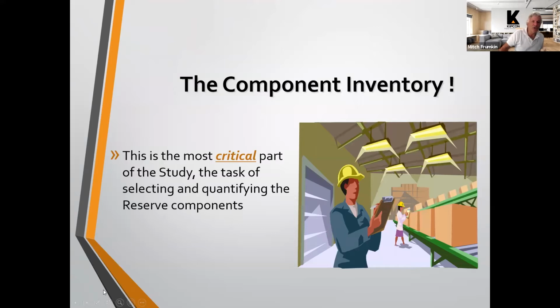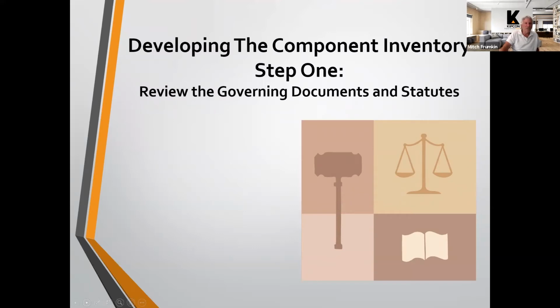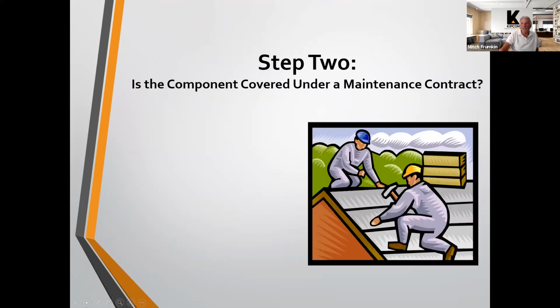How do you come up with the components? I'm going to go through this pretty quick because we've talked about it. The components are the most critical part of the study. First thing is to review the governing documents for the definition of common elements and review your statutory requirements if there are any. Step two, is it covered under a maintenance contract?